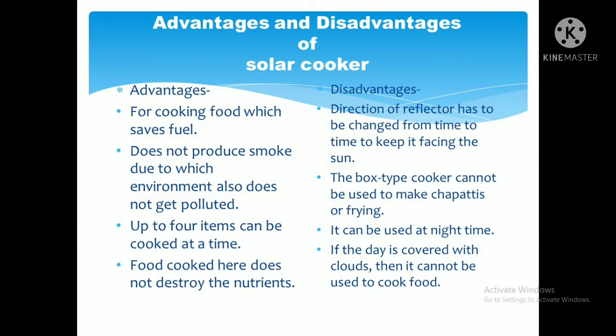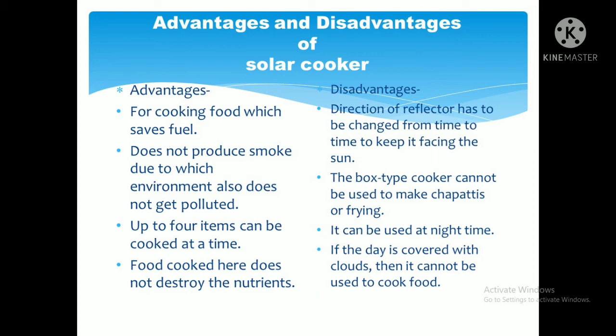Now see the disadvantages. The direction of the reflector has to be changed from time to time to keep it facing the sun. Obviously we know we see the rising sun in the east, then in the west we will see the setting sun. So what will happen? As the sun moves from east to west, we have to move the solar cooker opposite to the sun rays, isn't it? Then the sun rays will fall directly on the solar cooker. So we have to change its position.